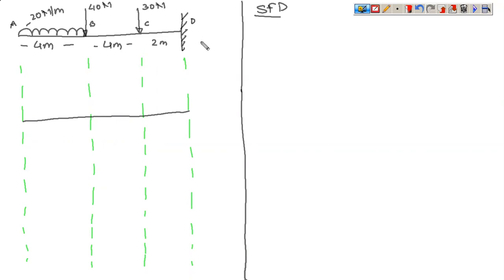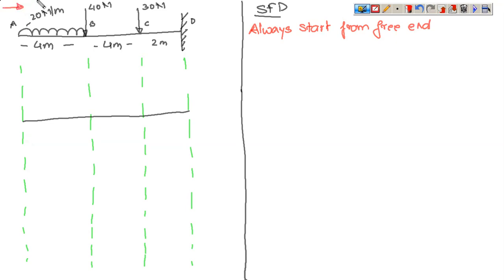But before finding out the reaction at supports, let me tell you that in case of cantilever beams, please remember that you have to always start from the free end. You always start from the free end. So this is your free end and you need to start from here.